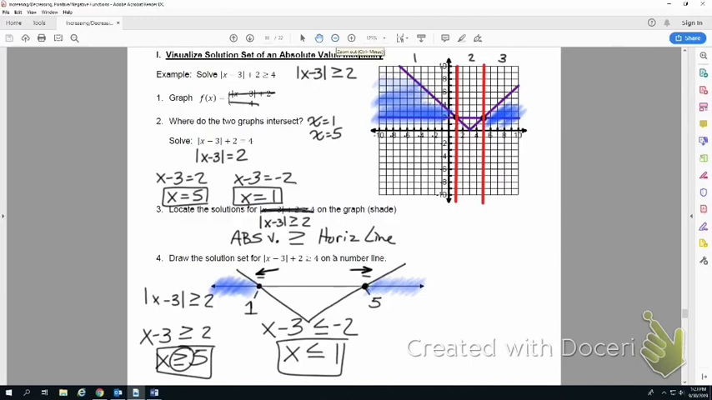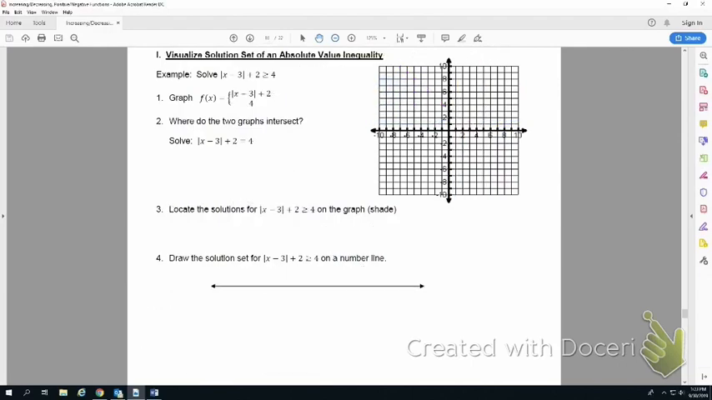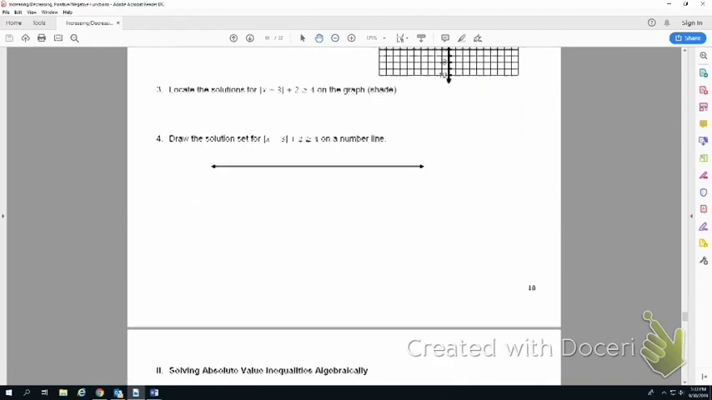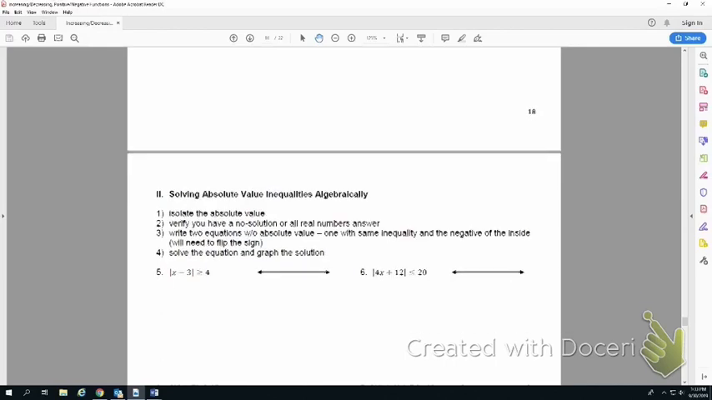Once you're done with that, go ahead and turn the page. We'll go through a few more examples of this, and then you'll have some that you can work with all your good buddies that you're sitting next to.